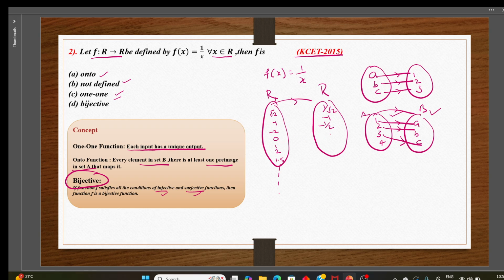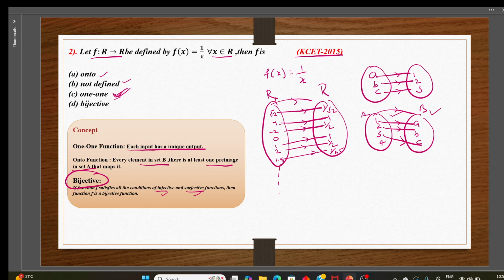And 1 by 1 we get 1. And in the place of x substitute 2, we get 1 by 2. In the place of x substitute 1.5, we get 1 by 1.5. Correct. So this function satisfies the one-one condition. Okay, this function satisfied one-one function.